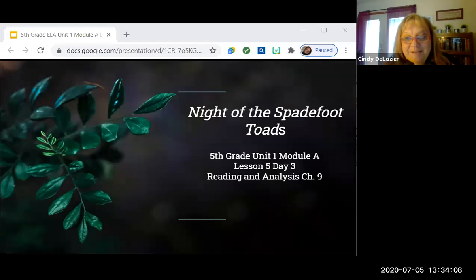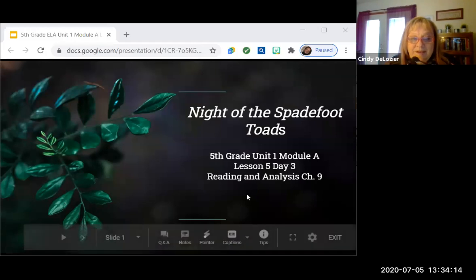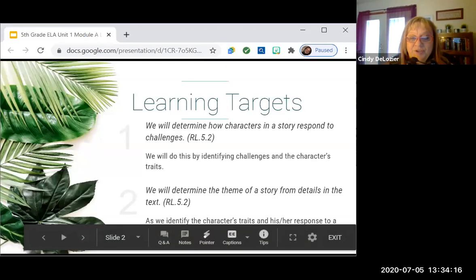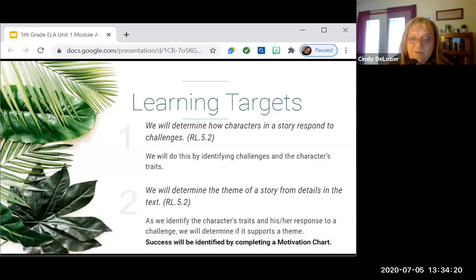Are you ready to read about Ben and how well he is adjusting to his life in his new town and school? Our learning targets today will be to determine how characters in a story respond to challenges. We will do this by identifying challenges in the characters' traits. We will especially note how Mrs. Tibbets and Ben respond to the challenges. By doing all of this, we will also be able to continue determining the theme of the story.